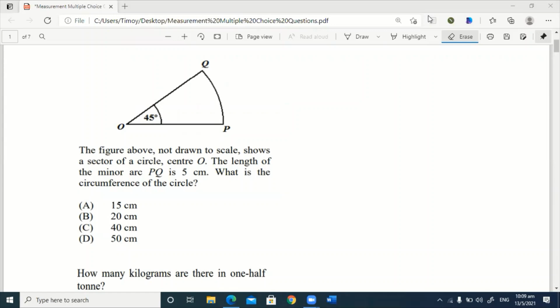In this video, what we are going to focus on is solving some multiple choice questions. These questions are based upon the unit of measurement.